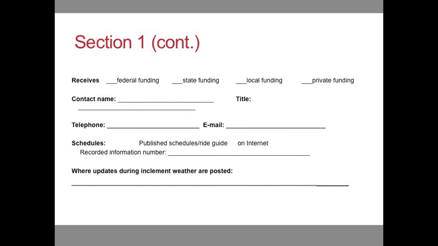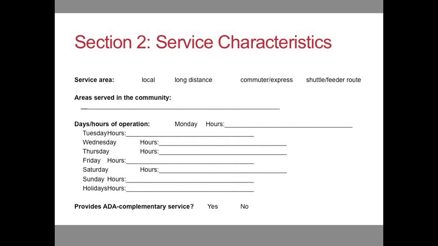This part of the form also asks where the public can access information about the provider's services, such as through published schedules or ride guides, on the Internet, or through a recorded information number or call center. It also notes where schedule information is updated during inclement weather or emergencies. Section 2 addresses service characteristics, such as time and day of service and the service area, and whether the service provides complementary service to people with disabilities in accordance with the Americans with Disabilities Act guidelines.